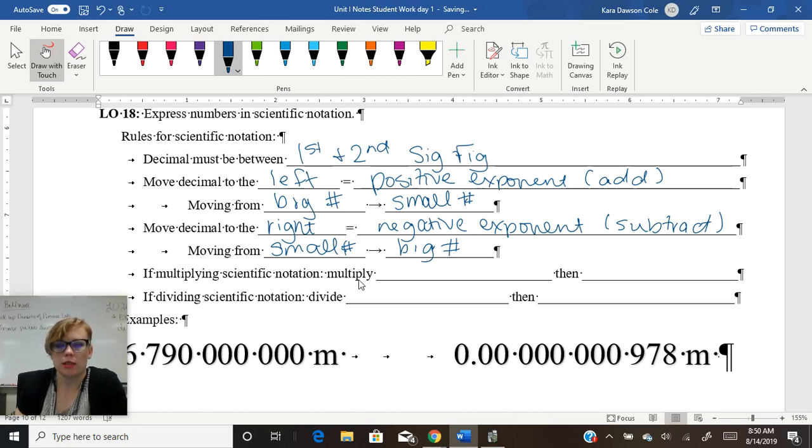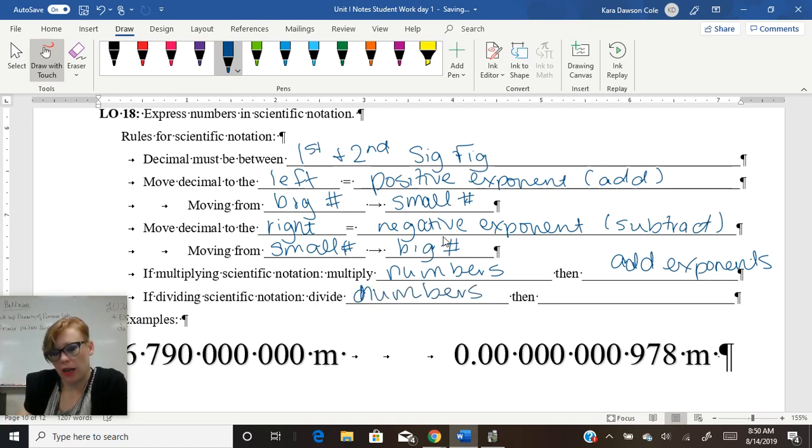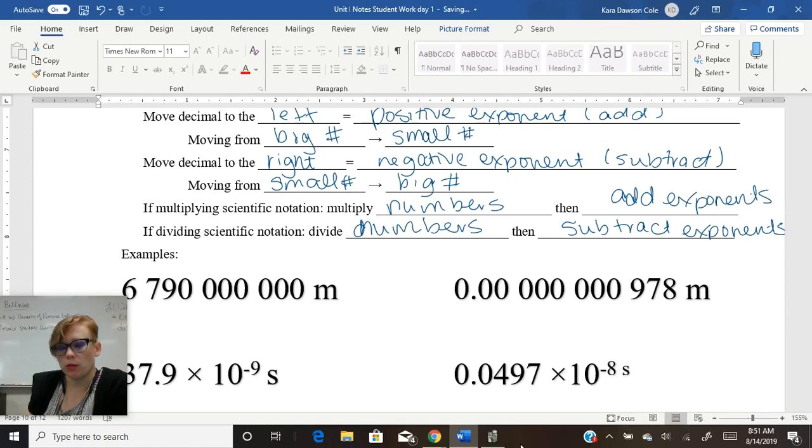If you're multiplying scientific notation, you multiply the numbers that are in front of the times 10, and then you add exponents. And if you're dividing scientific notation, you are going to divide numbers, and then you are going to subtract exponents.